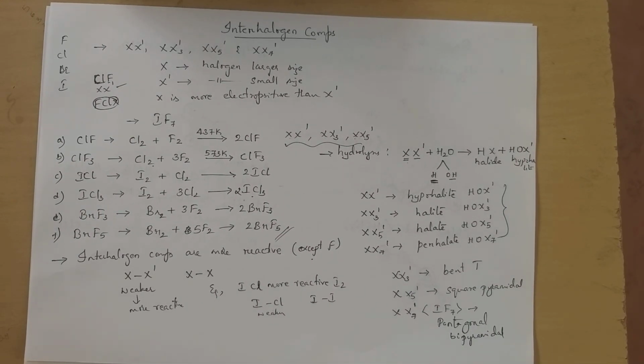Okay? Then lastly coming to the uses. So these are used as non-aqueous solvents. Then these are very useful fluorinating agents. Okay? Then particularly ClF3 and BrF3 are used in the production of UF6 in the enrichment of uranium-235.